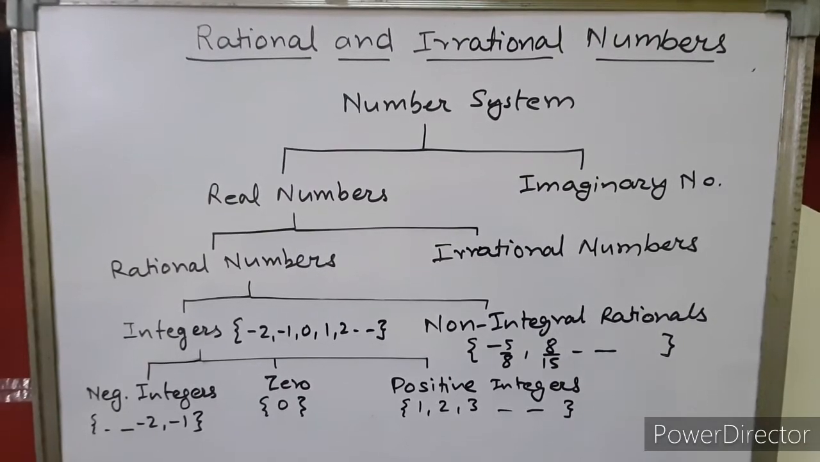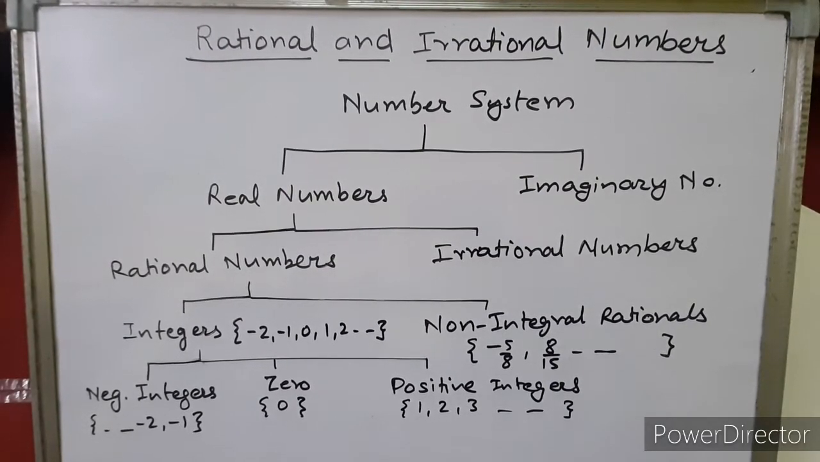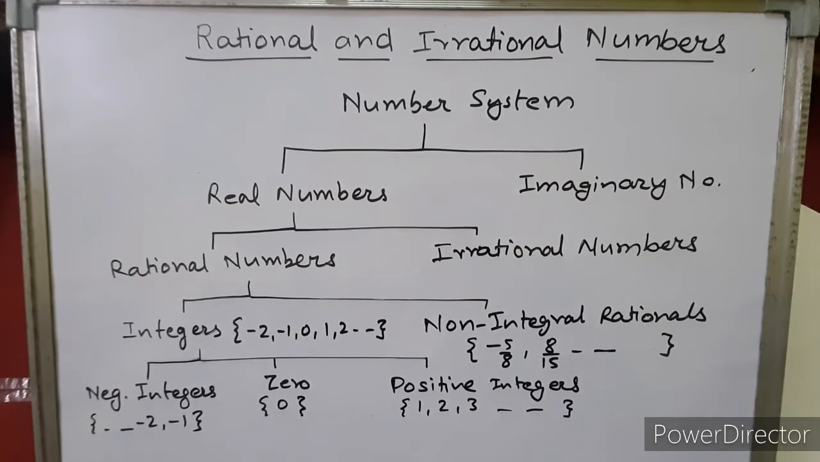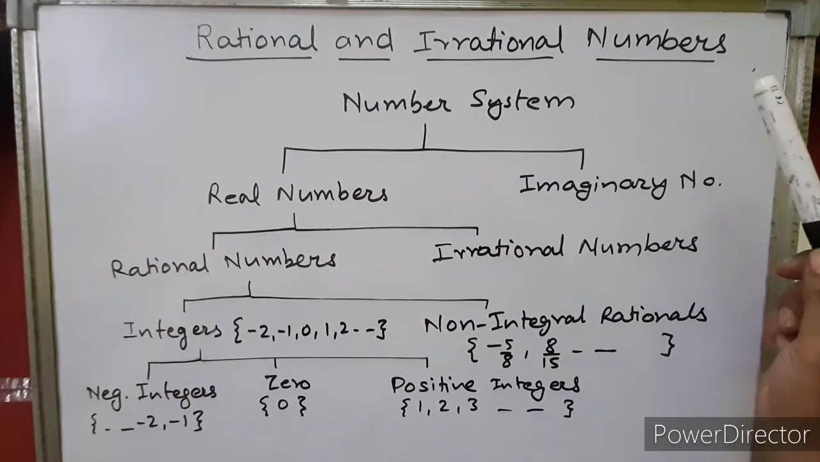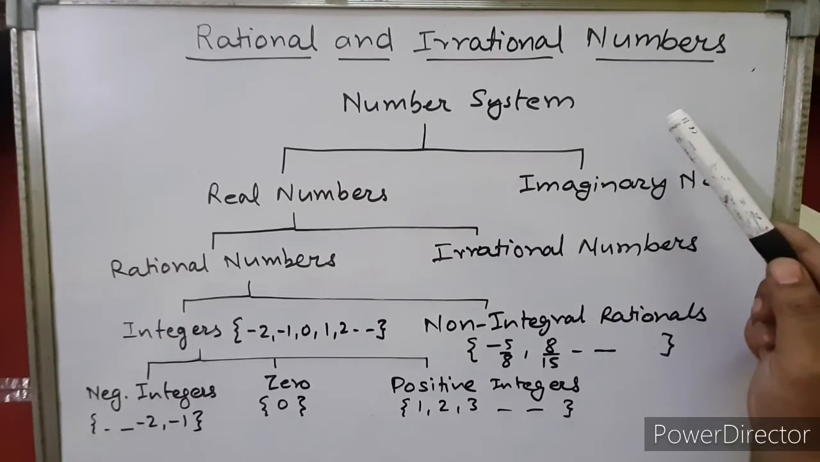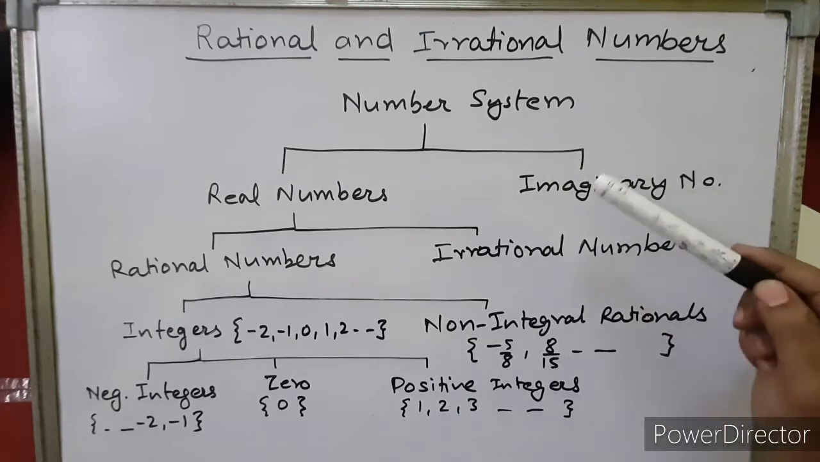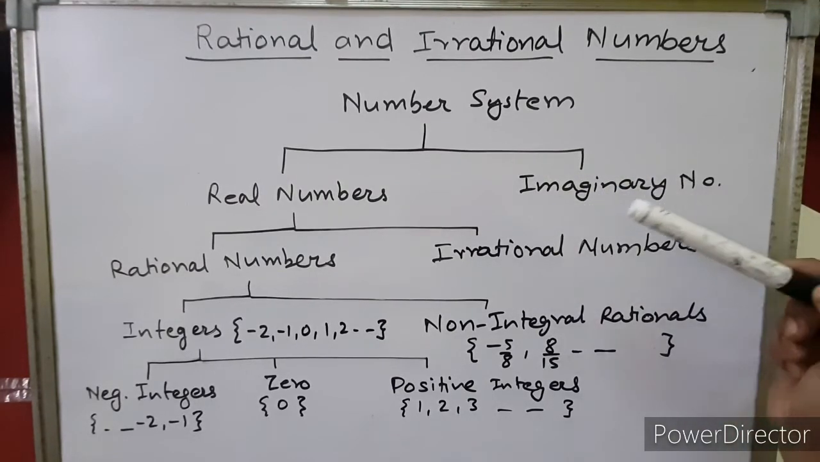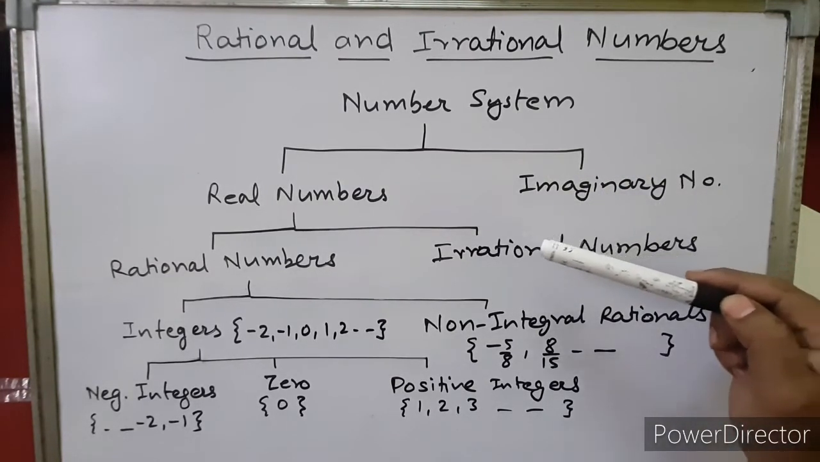Children, today we are going to start with the first topic of class 9, which is rational and irrational numbers. Try to understand the number system first. Let's see the categories of the number system, in how many parts the number system has been categorized or divided.